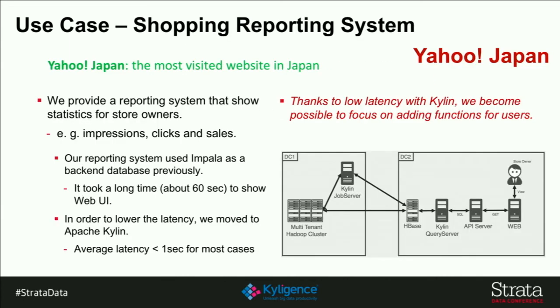And another one, well, this is very exciting, even for me. I just got their use case 3 days ago. We call it a shopping reporting system. Yahoo Japan is actually the top website in Japan, right? And their shopping site is something like Tmall or eBay here. They built a reporting system for their store owners to see their performance, how they sell, how the performance is.